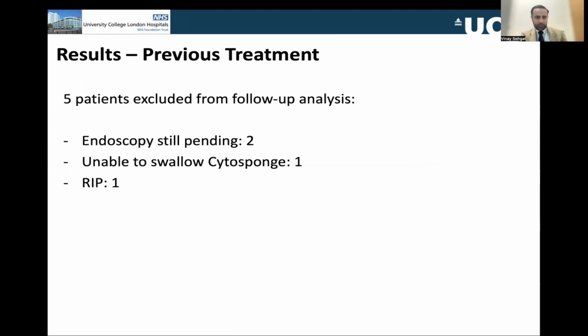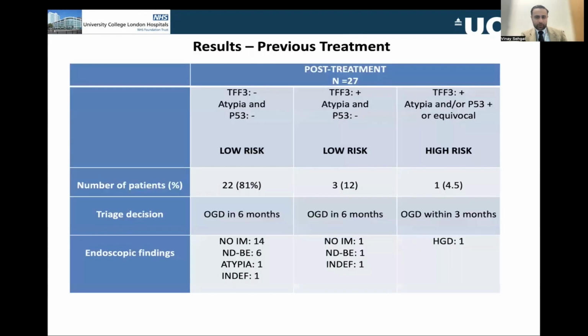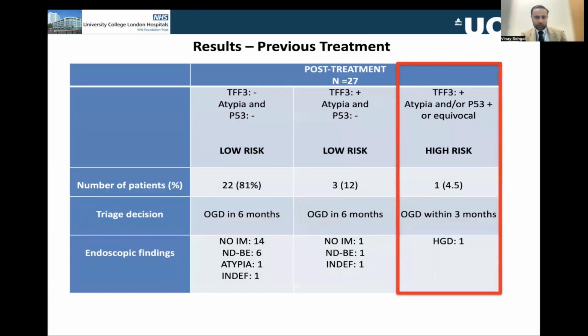In the previous treatment cohort, 5 patients were excluded from follow-up analysis. 2 of them still have an endoscopy pending, 1 patient was unable to swallow the Cytosponge, and 1 patient passed away prior to their endoscopy being performed. So overall, we had 27 patients in whom there was a high-risk result, in 1 patient who went on and had high-grade dysplasia. In the remaining 26 patients, there was no evidence of low-grade, high-grade dysplasia or cancer.